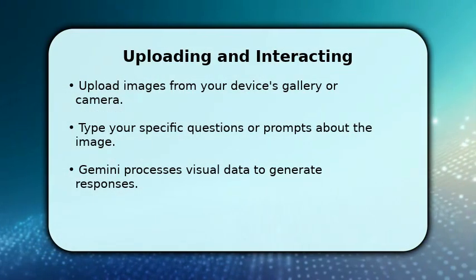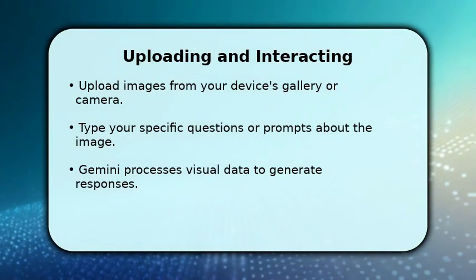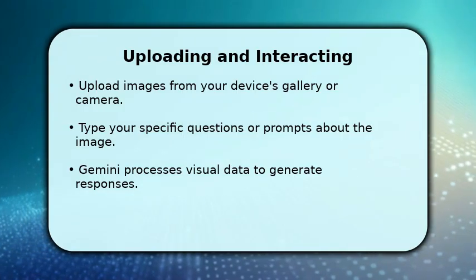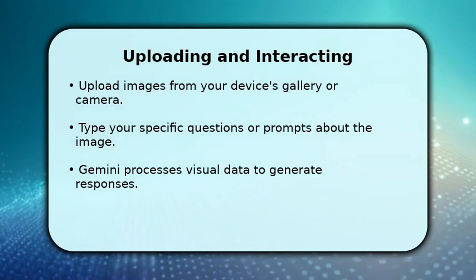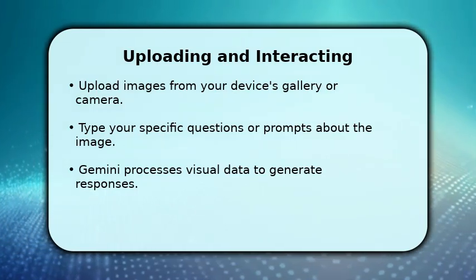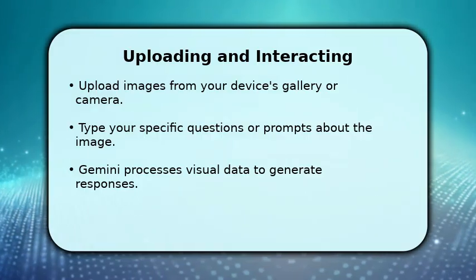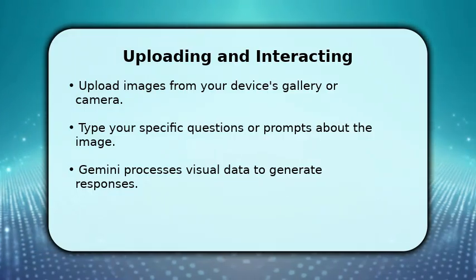After uploading your photo, the next step is to interact with it. You can ask Gemini to identify objects, explain a concept shown, or even translate text within the image. For example, you might upload a picture of a plant and ask, "What kind of plant is this?" Or upload a recipe and ask, "What are the ingredients needed for this dish?" Be as specific as possible with your prompts for the best results.